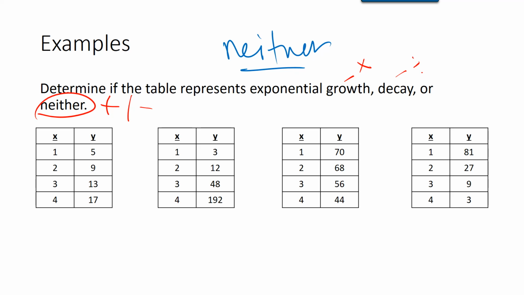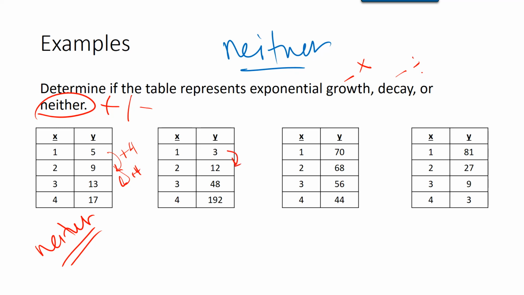Okay? And we want to figure out what we're doing in that y column. So how did we get from 5 to 9? How did we get from 9 to 13? Well, here we're adding 4. Okay? That tells us that this table is neither growth nor decay. All right, let's look at the next one.